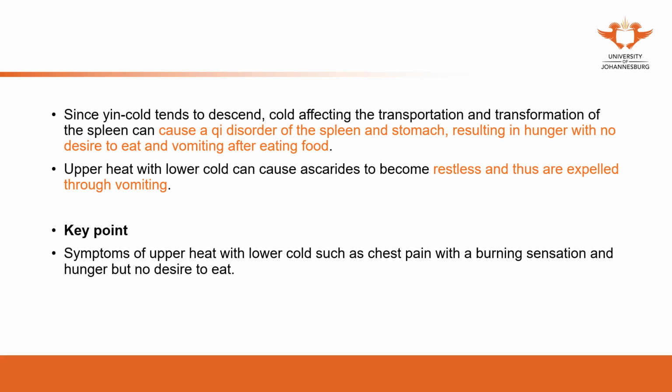Key manifestations. Symptoms: upper heat. In the meantime, the patient also may present with lower coldness. So upper heat with lower cold. Chest pain with burning sensation. Hunger but no desire to eat. The patient also may present with diarrhea as the coldness. Cold limbs. These are the key manifestations of a Jue-yin syndrome.